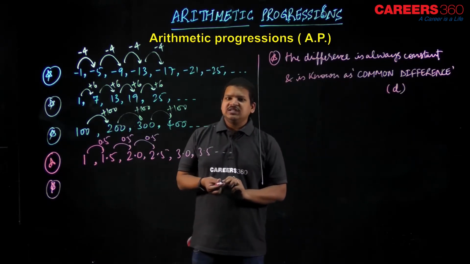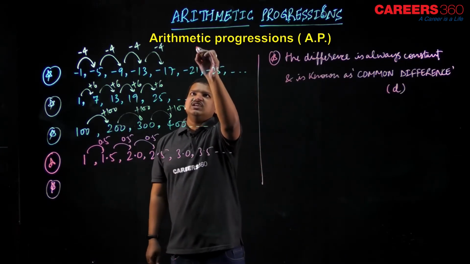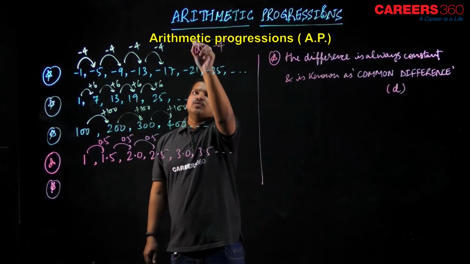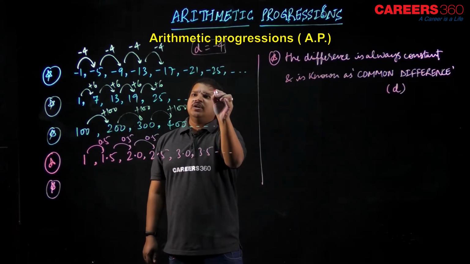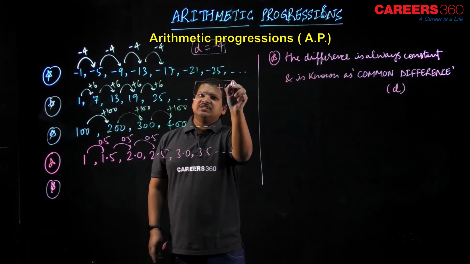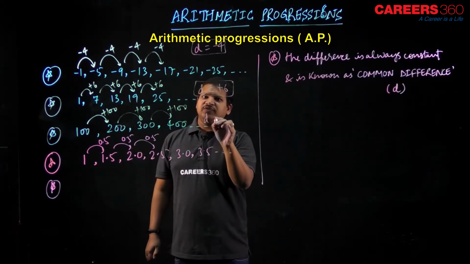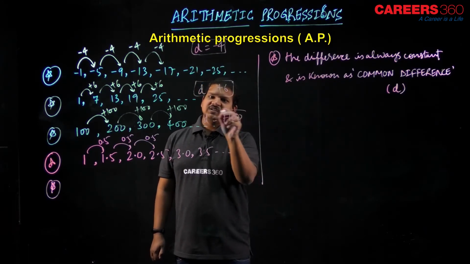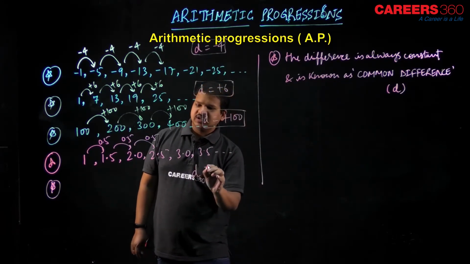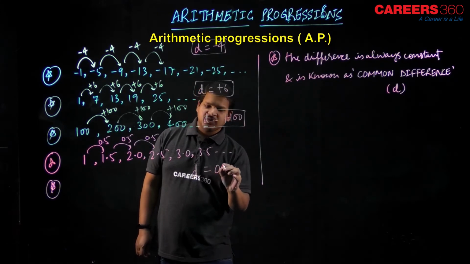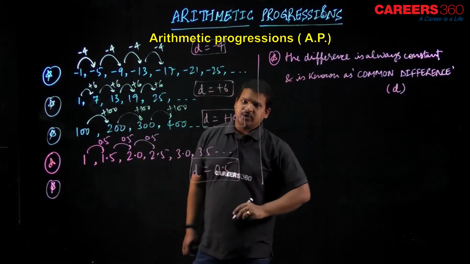So in the first case the common difference will be -4. In the second case the common difference will be +6. In the third case the common difference will be +100, and in the fourth case the common difference between the two terms would be 0.5.